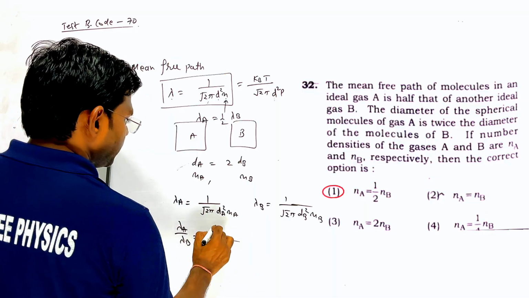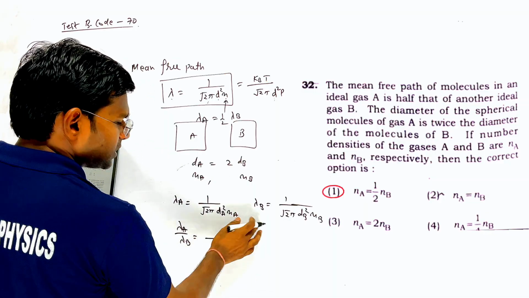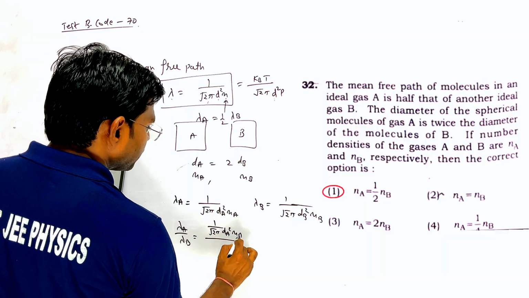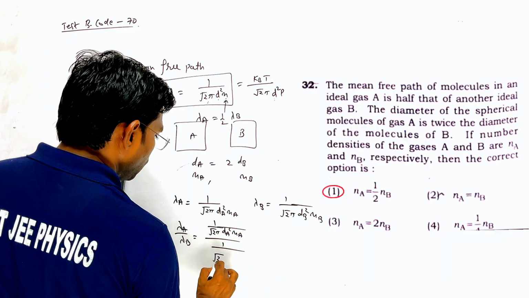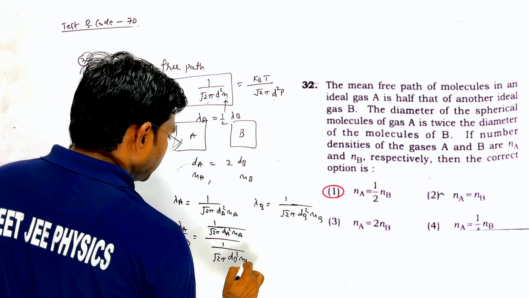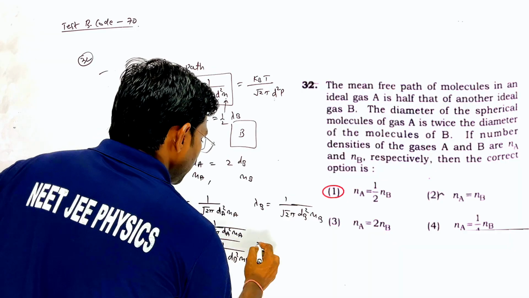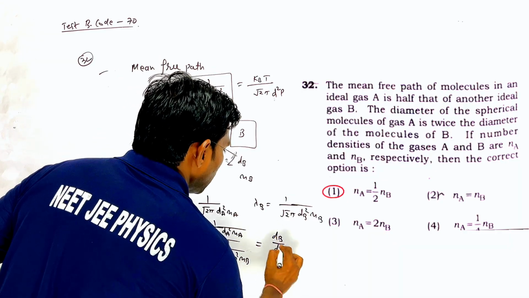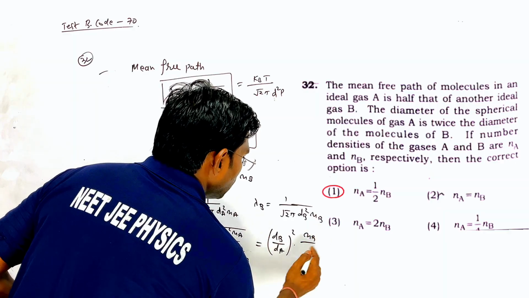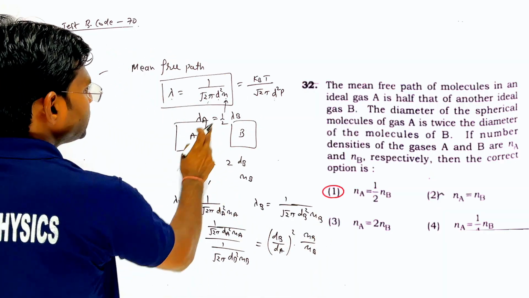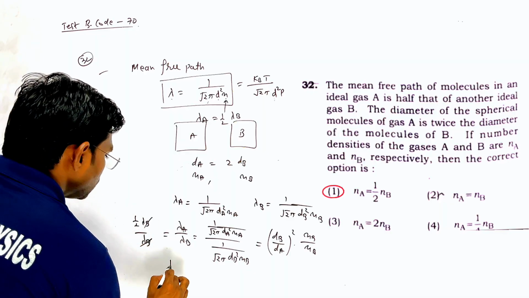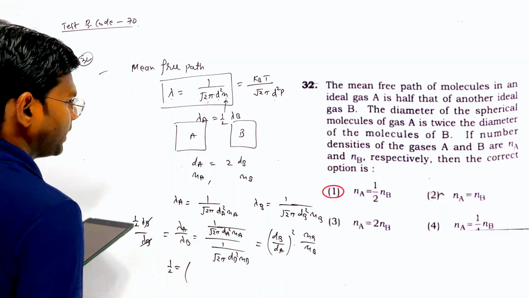When you simplify this, it is 1 upon root 2 pi dA square Na divided by root 2 pi dB square Nb. So you will write dB upon dA whole square times Nb upon Na. Is it clear or not? So lambda A is equal to 1 by 2 lambda B. Lambda B will cancel out. So it is 1 by 2, dB upon dA.